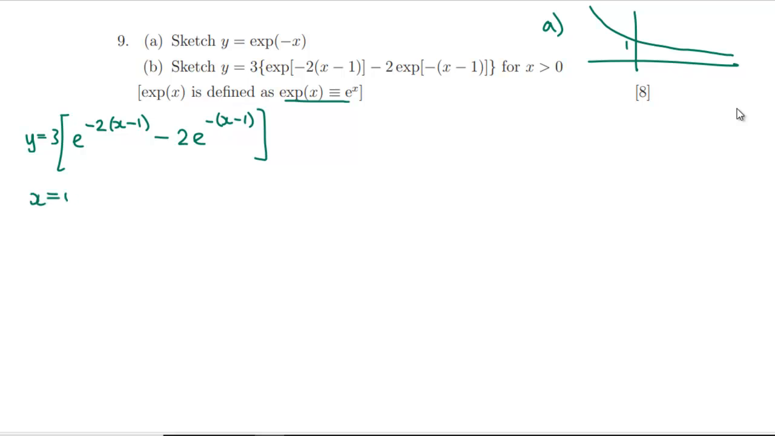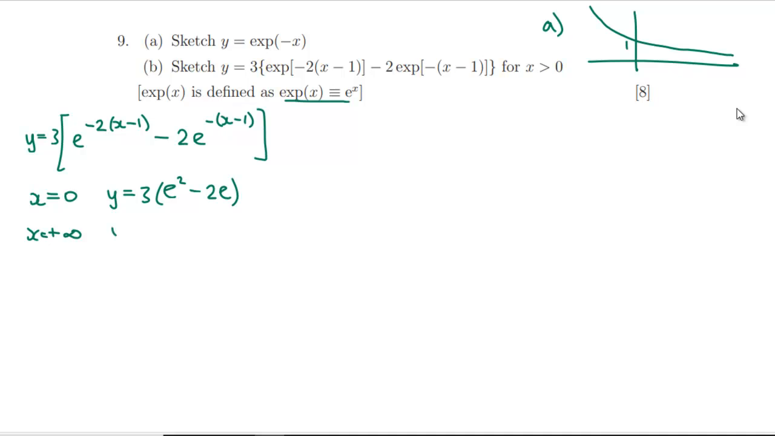We're saying, right, when x is 0, y is going to be equal to, so we've got 3 times e to the e squared minus 2 times e. Okay. Right. When x is positive infinity, then we're going to get, actually these are going to be tiny. So we're going to get very small minus very small multiplied by 3.